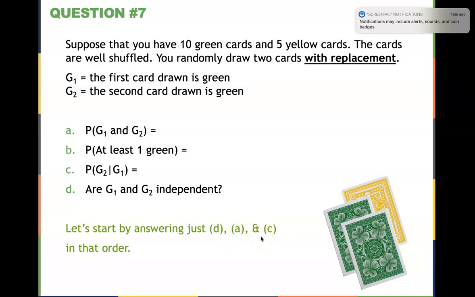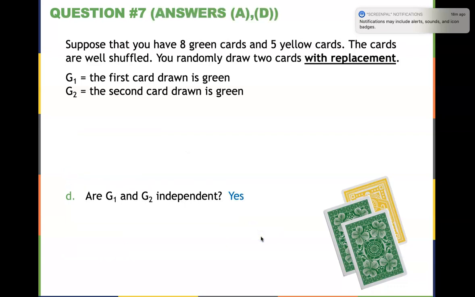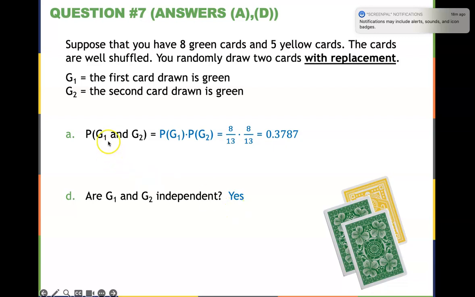So with regards to D, are G1 and G2 independent? Yes, because you're putting the cards back after you draw them. So for G1 and G2 to both happen, you draw the first card green, you draw the second card green. Because we have independence, we can simply multiply the 2 individual probabilities together, 8 over 13 times 8 over 13, and get 0.3787.